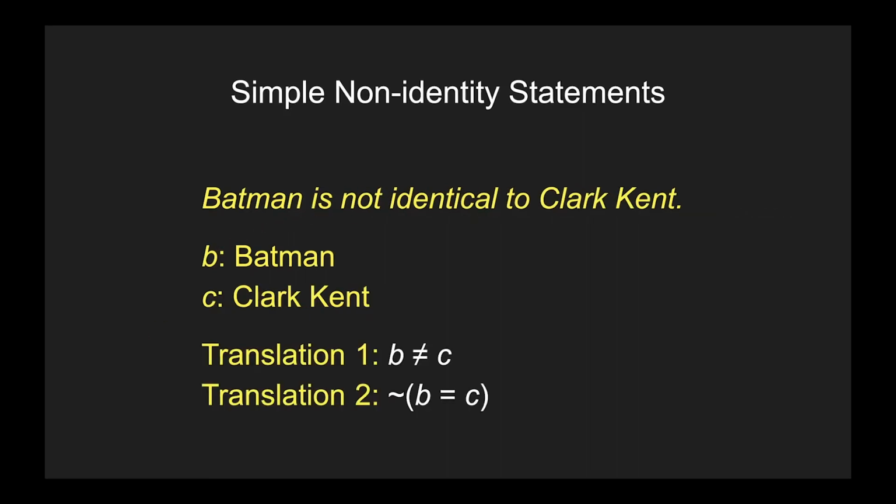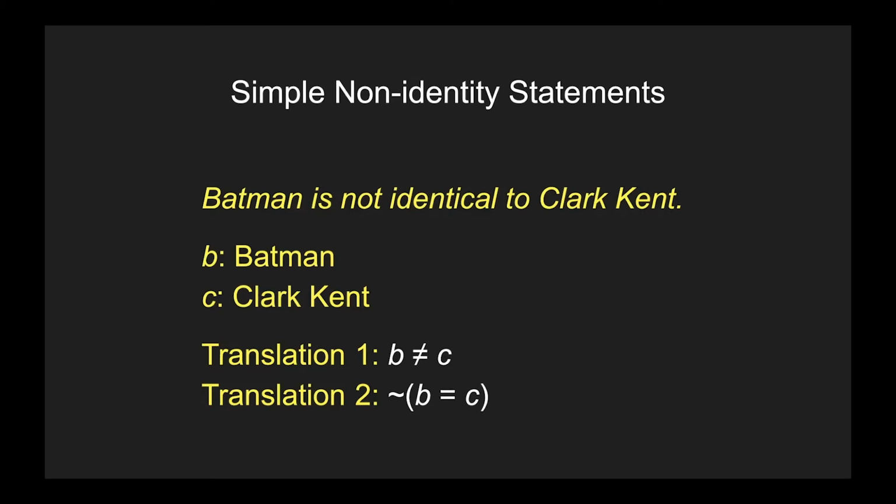In predicate logic, we also have non-identity statements. So consider this example. Batman is not identical to Clark Kent. Let's let the lowercase constant b stand for Batman once again. Let's let the lowercase constant c refer to Clark Kent. And there are two ways that you can translate this.